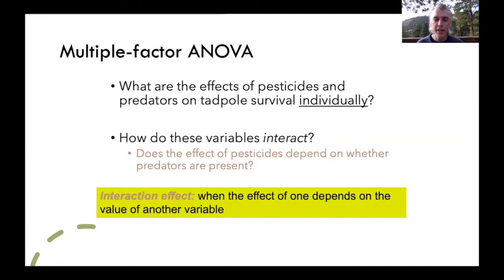And one of the really powerful features of testing multiple hypotheses at the same time within a multiple factor ANOVA is our ability then to test the effects of each of those factors individually, while at the same time testing for their interactive effects. That is, asking the question, does the effect of pesticides depend on whether or not predators are present? And so an interaction effect then is an effect of one predictor variable that depends on the value or level of some other predictor variable. And testing multiple factors within a single ANOVA allows us to test for the presence of interactions that we can't test for if we were to have tested these effects in two separate one-way ANOVAs.